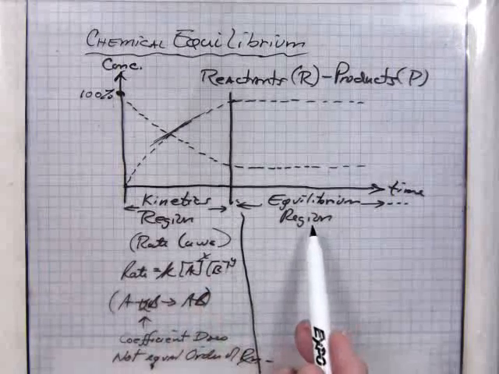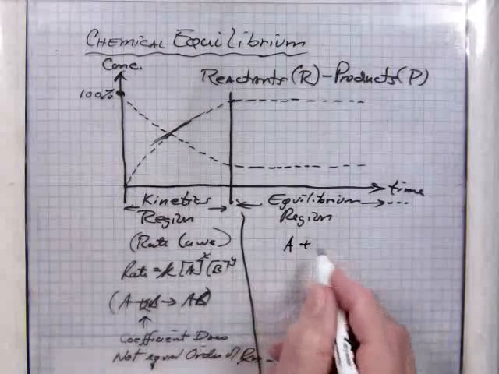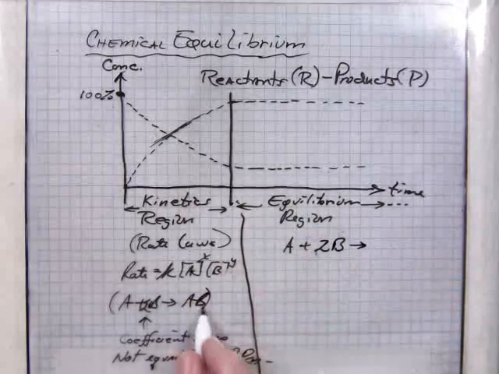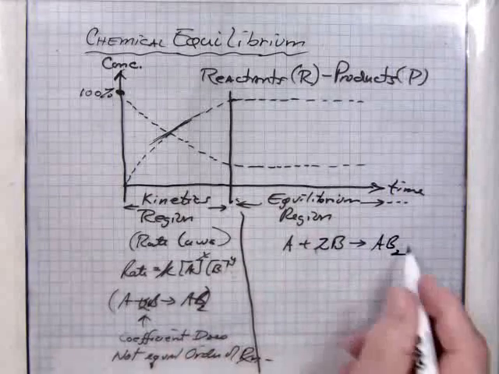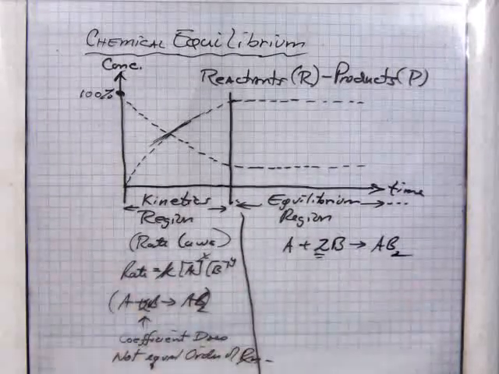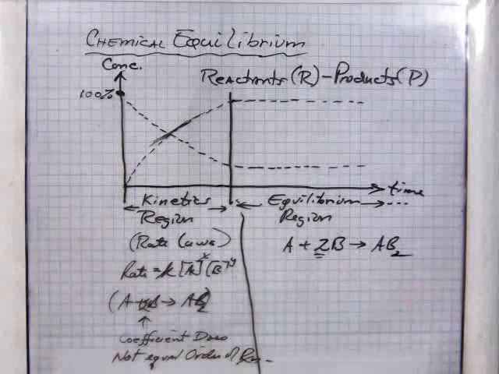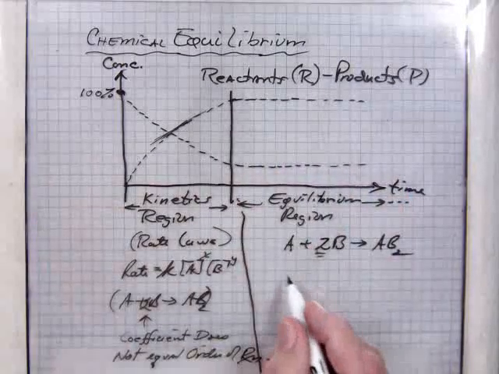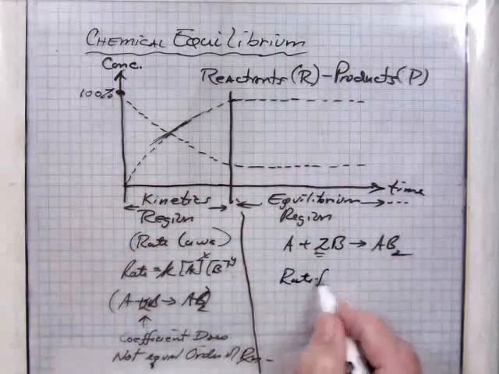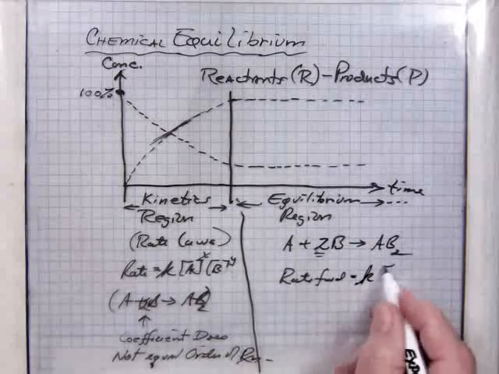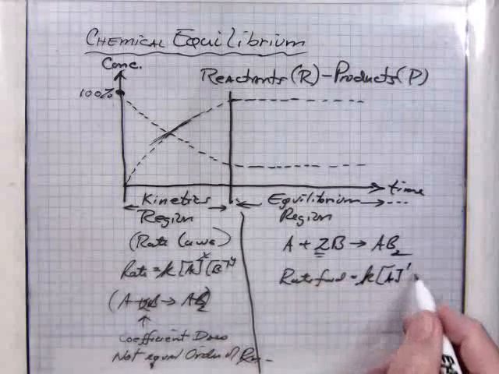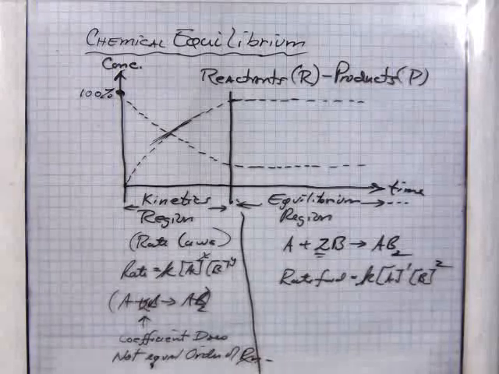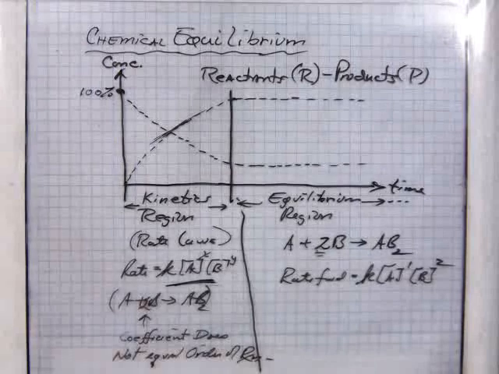Now, when you get over to the equilibrium region and you have the same equation, A plus 2B, excuse me, goes to, let me put 2 down here, AB subscript 2, then in the rate law the order of reaction is the coefficient, because you don't have any change in slope as it proceeds as a function of time. So the rate of the forward reaction is k times A raised to the first power, B raised to the second power, like that. And you can only do that in the equilibrium region. Again, you can't do that in the kinetic region.